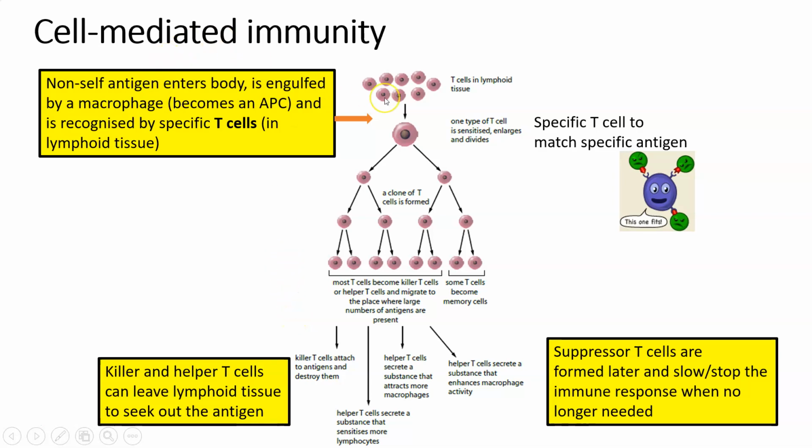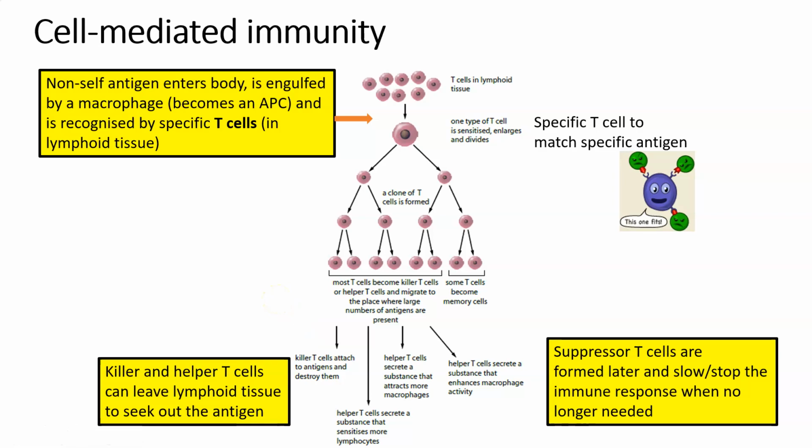Non-self antigens enter the body. They become engulfed by a phagocyte, which becomes an antigen-presenting cell. That migrates to lymphoid tissue, which then presents it to a helper T cell. Helper T cells secrete cytokines, which stimulate the B and T cells. Killer T cells will then leave that lymphoid tissue and seek out the antigen that's causing the issues. It will secrete perforins and destroy it.